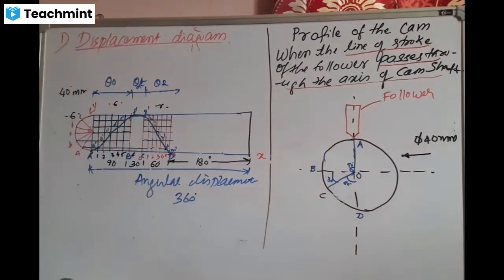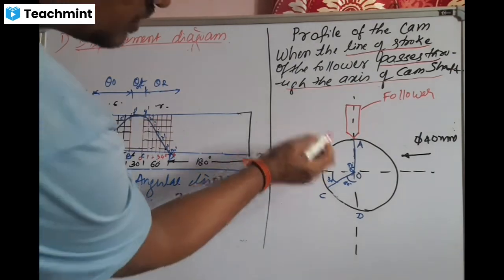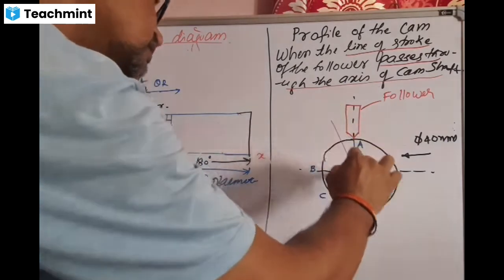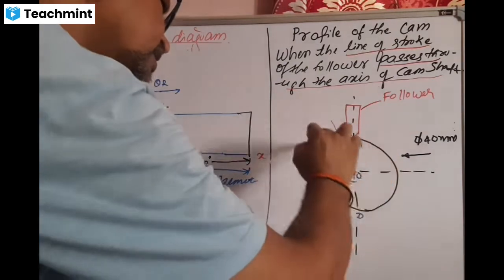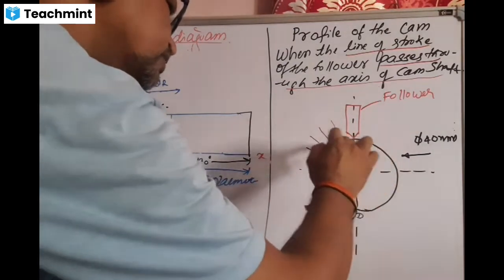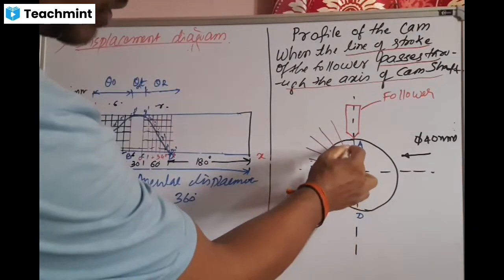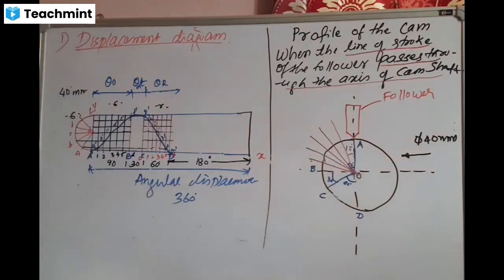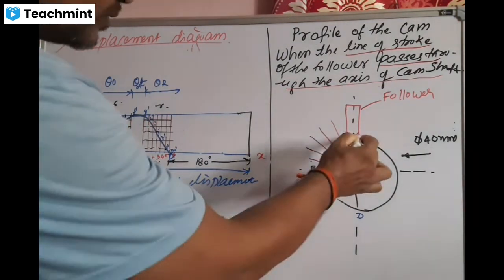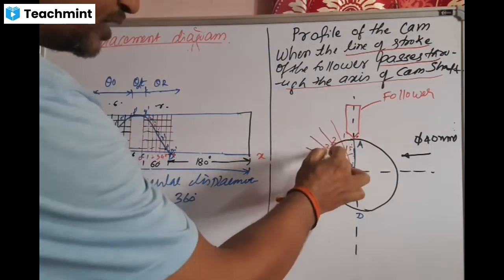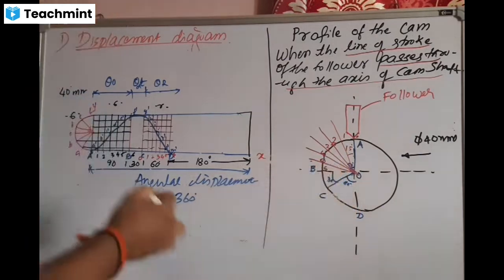Now divide the AB angle into an equal number of parts. How many parts have we used for the displacement diagram? It is 90 degrees, and we have divided it into 6 parts. So let us divide this AB into 6 parts: 1, 2, 3, 4, 5, 6. The angle for every division will be 15 degrees. Now let us mark these points. This is O here. This is point 1, point 2, point 3, point 4, 5, and 6.